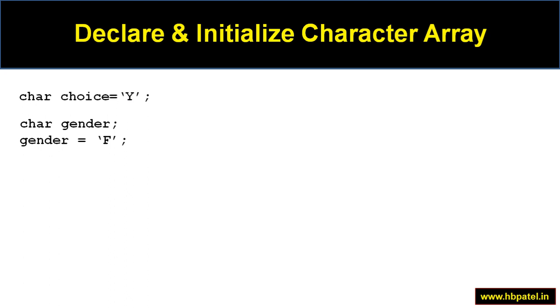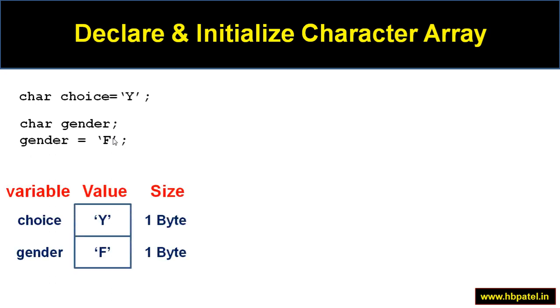This is another way of initializing a character variable. char gender is just a declaration of variable gender as character data type, and gender equal to 'f' for female. f is a single character, that's why we are using single quotes. So choice and gender are variables, y and f are values of choice and gender respectively, and we know that a character needs 1 byte each. So 1 byte is the size of the choice variable and 1 byte is the size of the gender variable.